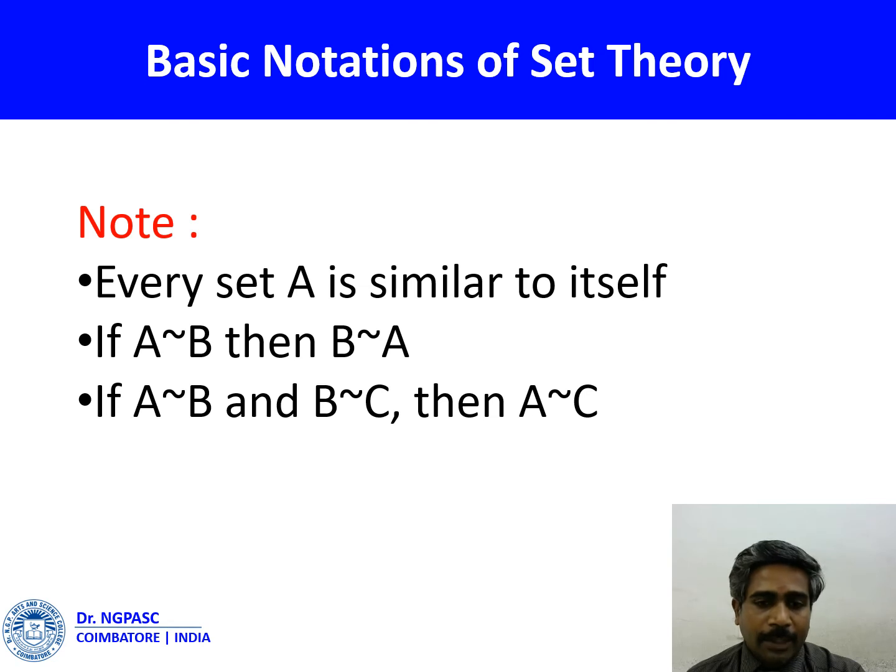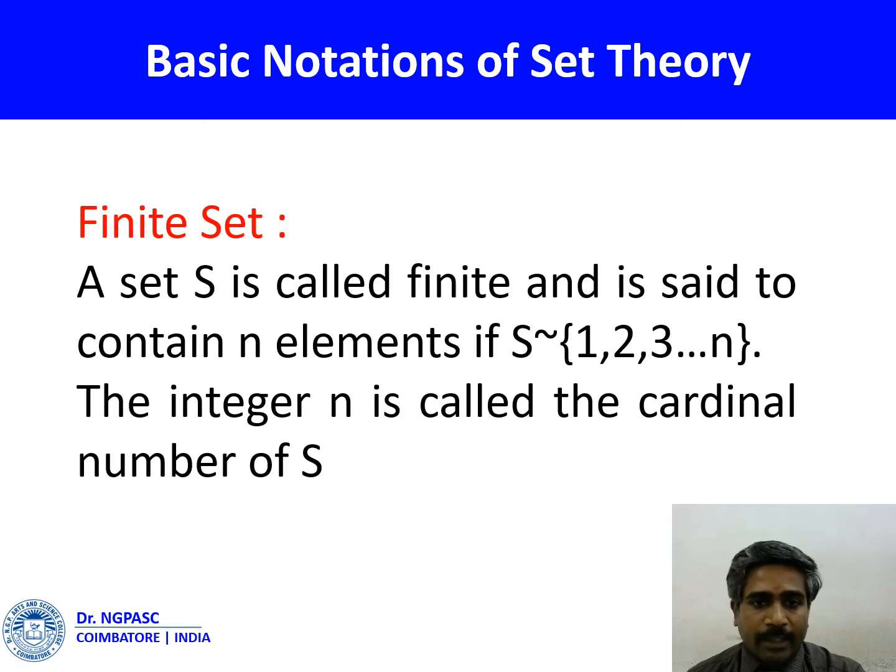Every set A is similar to itself. And note, if A is similar to B, then B is similar to A. If A is similar to B and B is similar to C, then A is similar to C. Next, finite set. If the elements are finite, then the set is called a finite set. A set S is called finite and said to contain n elements if S is similar to {1, 2, 3, etc., n}. The integer n is called the cardinal number of S.